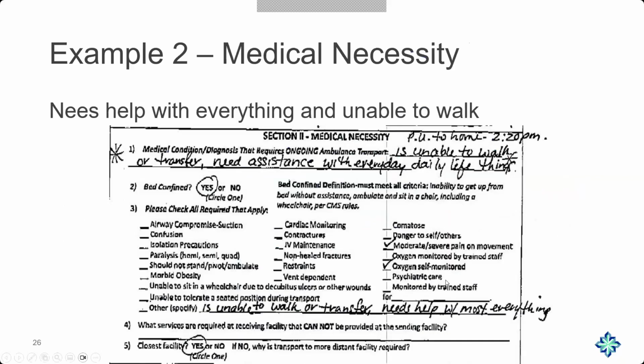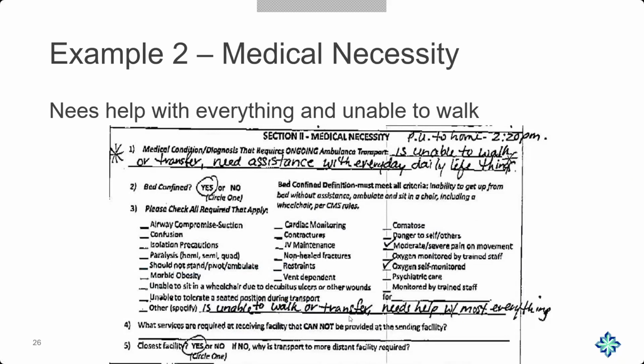Now, this is one, and I just want to remind you that this was sent for the repetitive scheduled non-emergent ambulance transport. Whoops, didn't mean to advance beyond that one. The medical necessity context contains information the patient's unable to walk and needs help with most everything. But I want you to note that that's what they say. Needs assistance with everyday life. Okay, they're unable to walk or transfer, needs help with most everything.